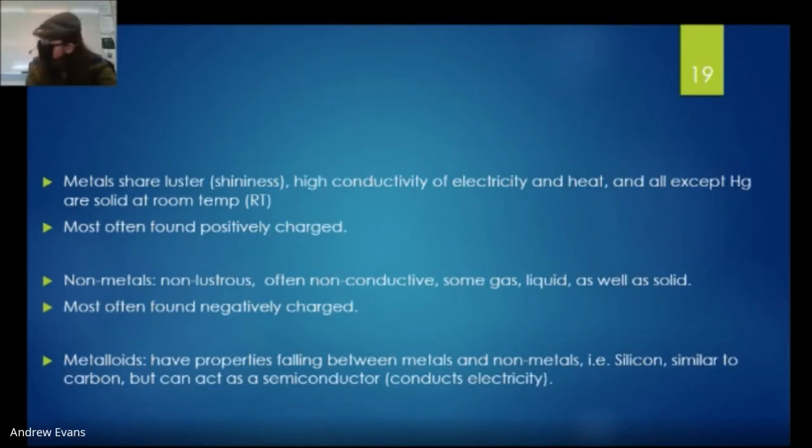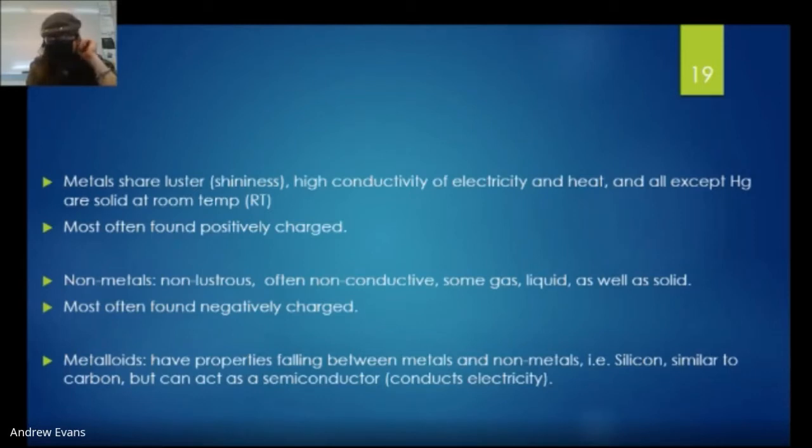Nonmetals are just about the opposite. They're non-lustrous. They're often non-conductive. One of the few exceptions is carbon in the form of graphite. And they exist in all states of matter. They could be gases, they could be liquids, they can be solids, depending on what they are. Iodine is a solid, bromine is a liquid, chlorine, fluorine, oxygen, nitrogen, gases.